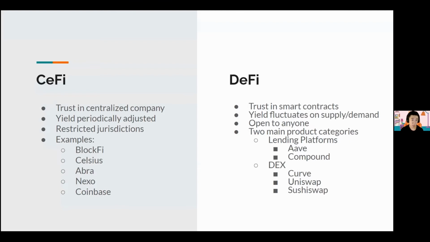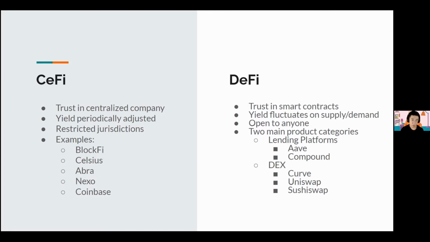If you're lending money to a money market such as BlockFi, that yield is going to be periodically adjusted. So for example, actually today, BlockFi just announced about 2 hours ago that they're reducing the yield. And this is just, I think, due to market conditions, prices are dropping. Everyone's reducing their yield because everything's going down right now.